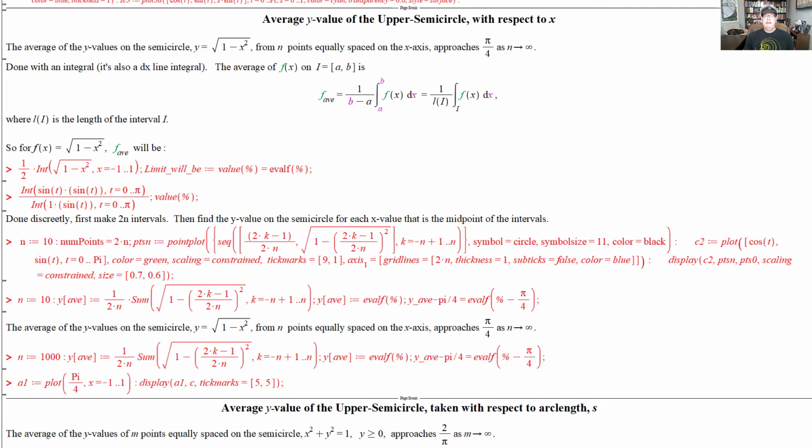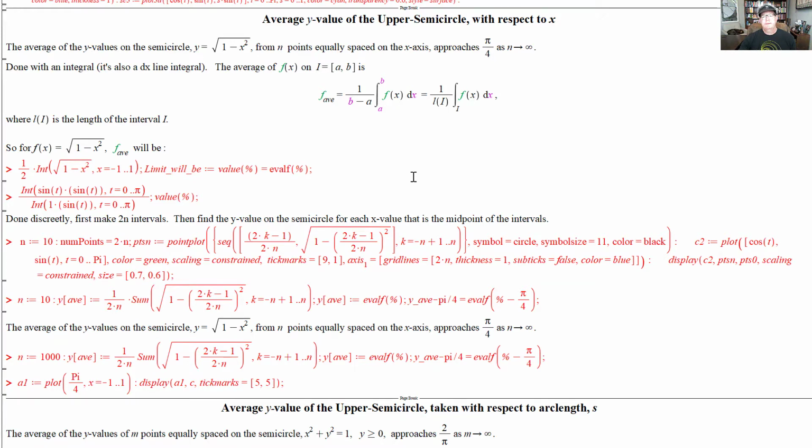Good day, everybody. Today we're going to look at a plethora of averages, mainly on the half circle and the hemisphere, but also on the inside, and just trying to understand averages and line integrals, double integrals, triple integrals a little better. So let's see. First, I'll look at the upper semicircle and find the average y value.